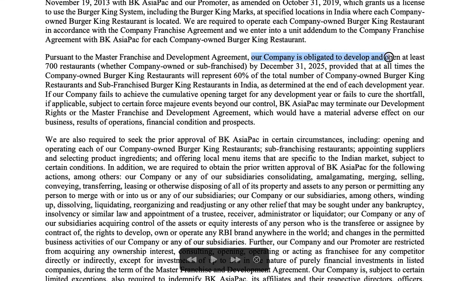Our company is obligated to develop and open at least 700 restaurants by December 31st, 2025, provided that at all times the company owned restaurants will represent at least 60% of the total number of Burger King restaurants in India, right? If our company fails to achieve the cumulative opening target, then Burger King Asia Pacific may terminate our development rights. So, which means that if I don't have 700 restaurants by December 31st, 2025, Burger King Asia Pacific may say that, look, I don't think India is a market that we need to be in. You failed to meet your target, and therefore I am yanking the intellectual property rights that you have, and I'm canceling the master franchise and development agreement. If that were to happen, obviously Burger King India stands to lose a great deal. They'll stand to lose their entire business, basically, right?